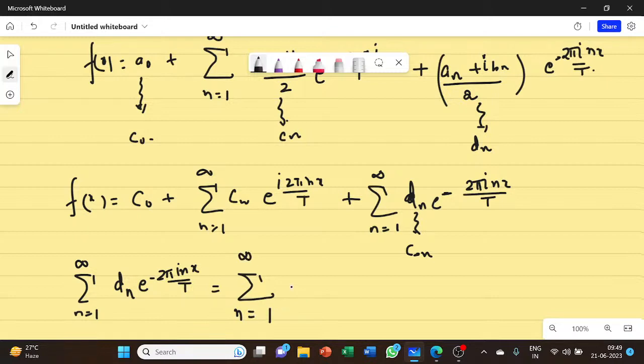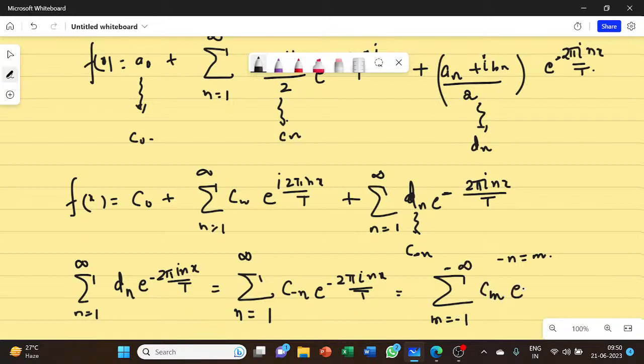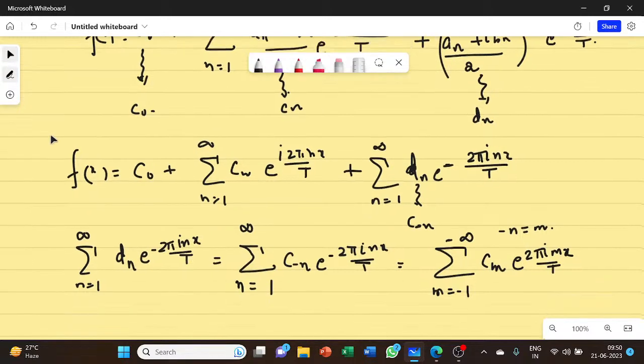Instead of d_n I will write simply c_(-n), and here you have e power minus 2 pi iota nx upon T. And what I'll do, I'll simply take minus n as m. So your summation lower side will become m equal to minus 1 to minus infinity, and it will become c_m e power 2 pi iota mx upon T. Whether you write m or whether you write n, it is one and the same thing.